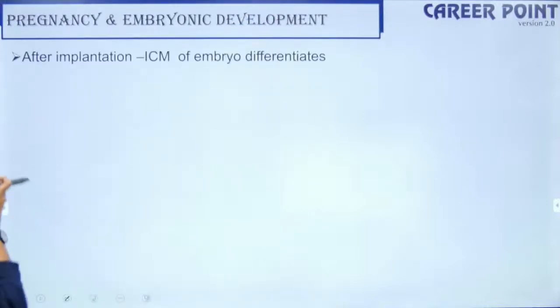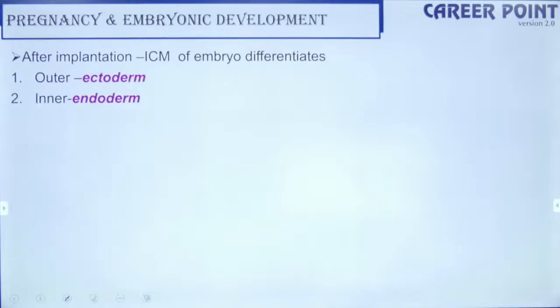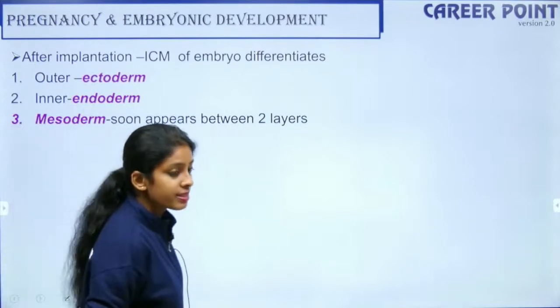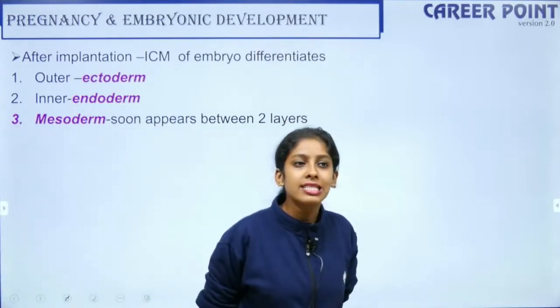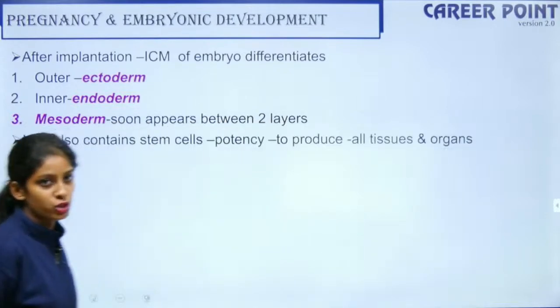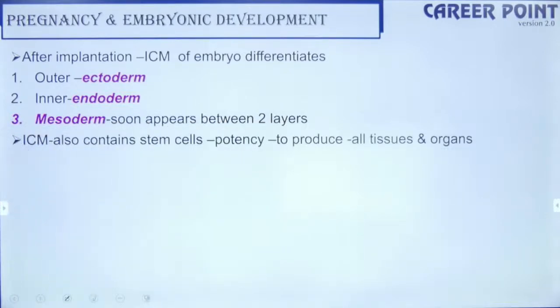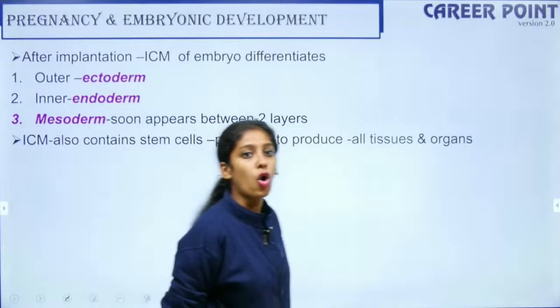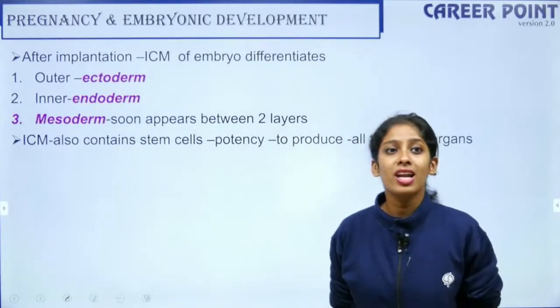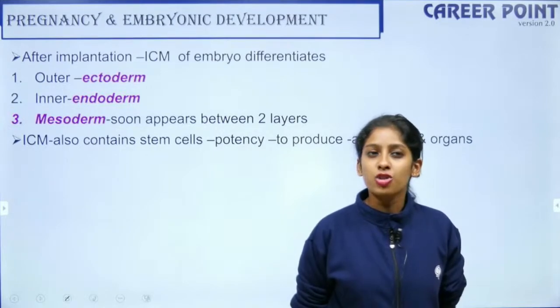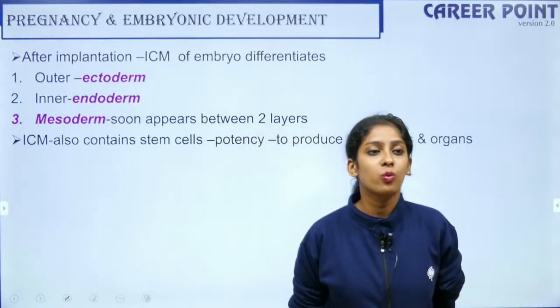Okay, so pregnancy and further embryonic development: after implantation, the ICM of the embryo differentiates. The outer is ectoderm, the inner is endoderm, and the middle is mesoderm. First the ectoderm arises, then the endoderm arises, and last the layer between the two arises, that is your mesoderm. The ICM also contains stem cells, that is, potent cells capable of converting into all tissues and organs. This is what we call the stem cell. The umbilical cord is also very rich in stem cells. It can be converted into any type of tissue or organ, right?